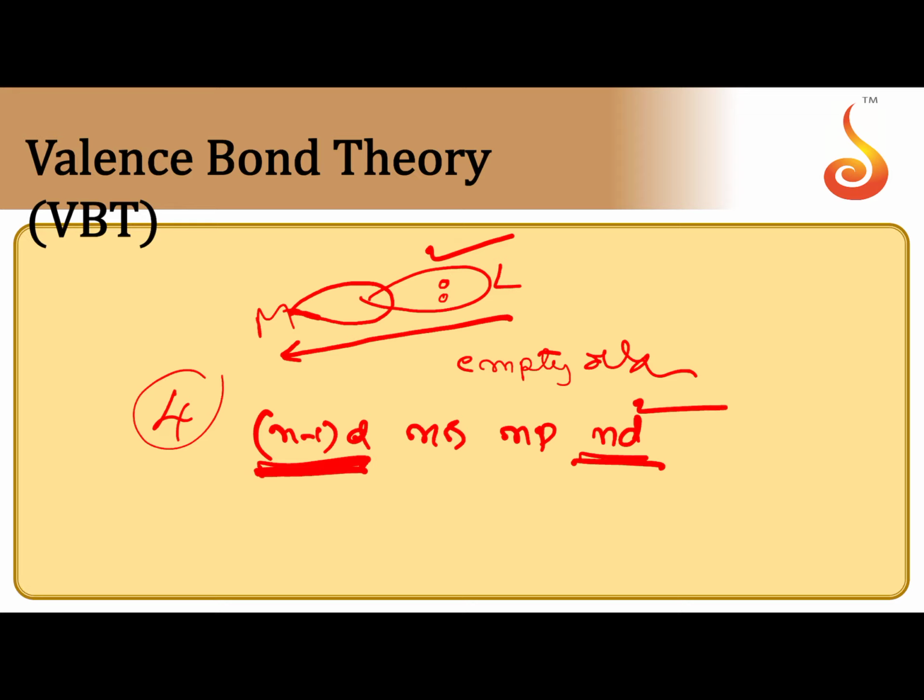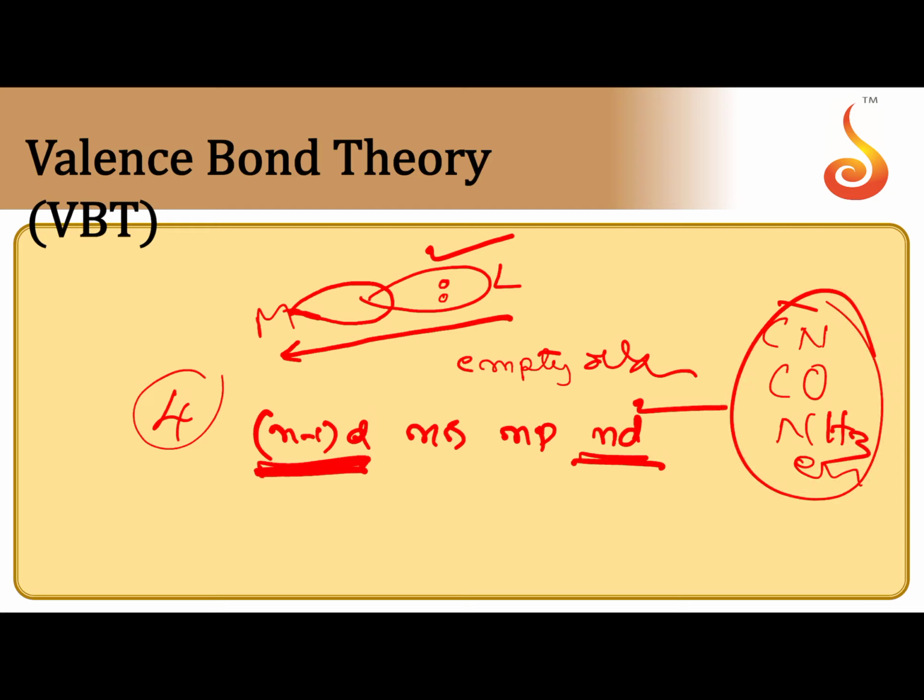If the coordination number is 4, and the approaching ligand is a strong field ligand like CN-, CO, NH3, en, then only the (n-1)d orbital is involved in the bond formation by forcible pairing. So dsp2 hybridization takes place at that time, giving square planar shape, 90 degrees bond angle.